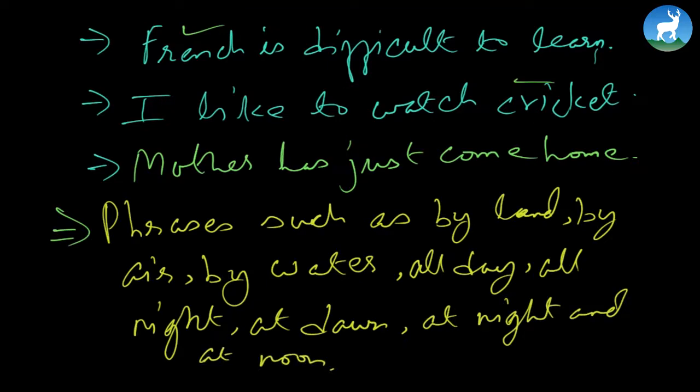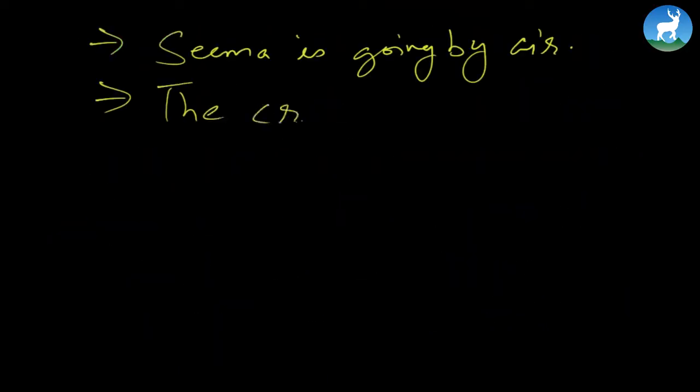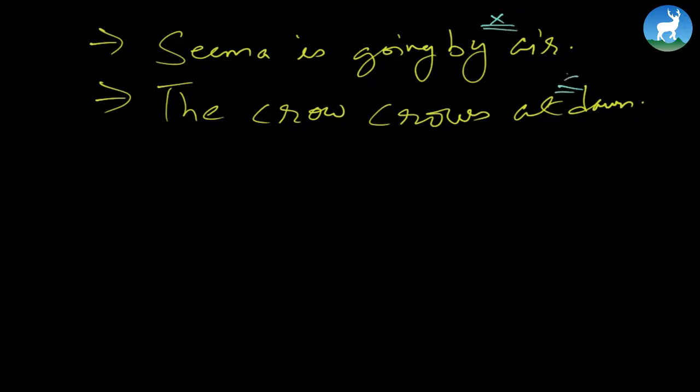Let's clarify. Sima is going by air. The crow crows at dawn. So we don't necessarily put any articles here. No articles here. So this is how we properly use the article cases where articles are used.